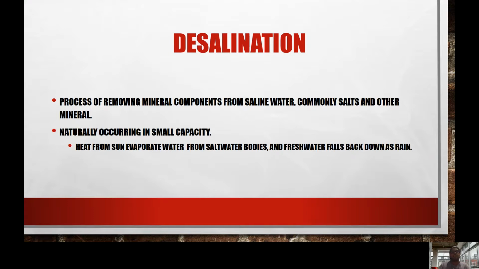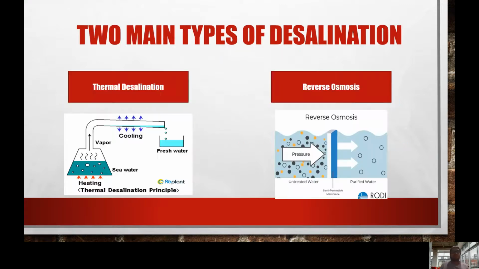This is clearly seen in the water cycle, where the heat from the sun evaporates bodies of water, even seawater and ocean water, which is basically very saline water, and it evaporates that water, and fresh water falls back down as rain. So that is probably the most natural and simplest way of desalination that we see. And so there are two main types of desalination. We have thermal desalination, which is mostly done by distillation.